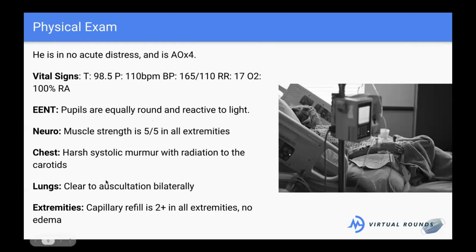He's got a harsh systolic murmur with radiation to the carotids. We will talk about this murmur. For people who were here last week, we talked a little bit about it, but we'll talk more about this later. I'll expand on this in the coming slides.